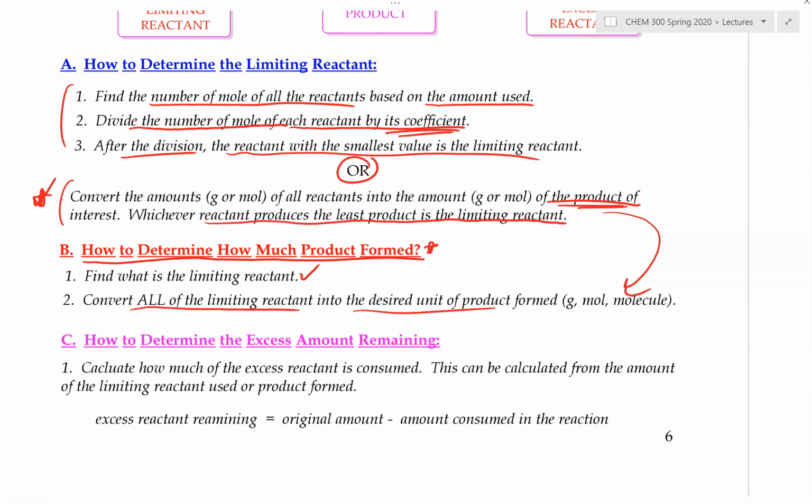Once we obtain the answer, it also allows us to figure out how much product would be produced as well. So again, the reactant that produces the smallest amount of product, that will be how much product we can expect to make. And the reactant producing the smallest amount of product based on calculation would then be our limiting reactant.